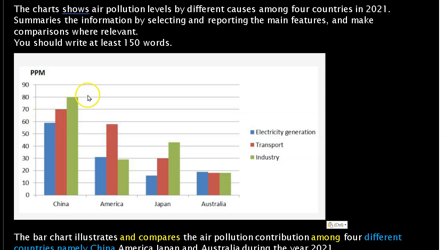So when we look at China and we say, okay, that's 80, 70, that's 150, a little bit short of 60, so a little bit less than 210 parts per million. That's going to be the average amount of air pollution that they have. Okay, it comes from mostly, well, not mostly, but the biggest factor is industry.